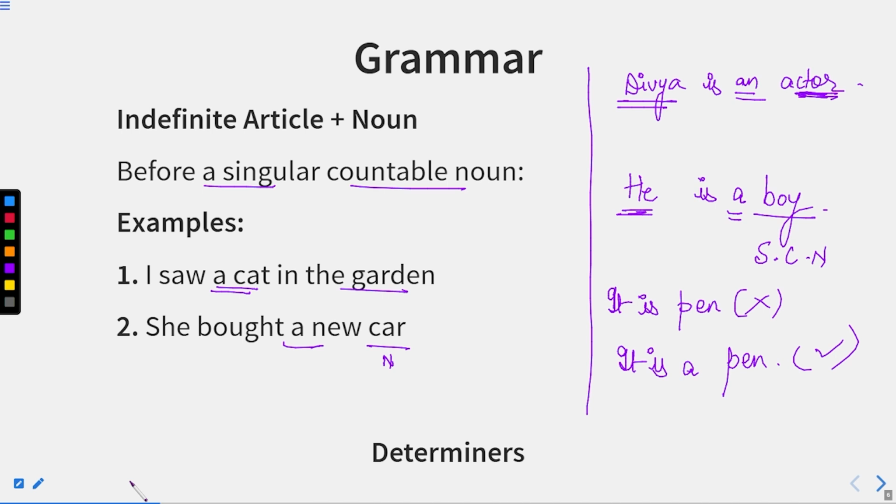Now there is one more thing. Here this rule is indefinite article plus noun. This is the basic rule. We need a noun, it is mandatory to place an indefinite article before it. And if the noun is a singular countable noun, it is mandatory for all of us to place an article before it. Now, there is one more important thing.